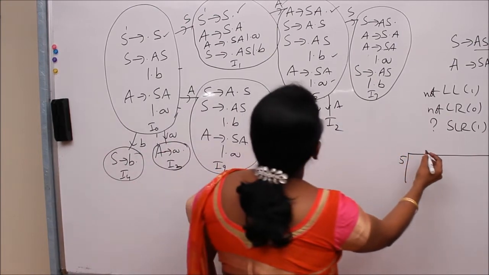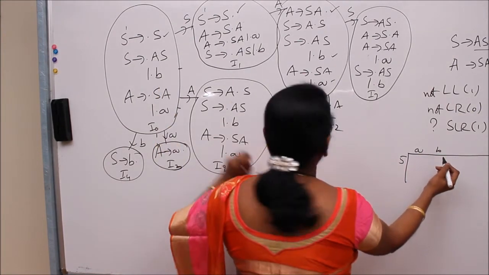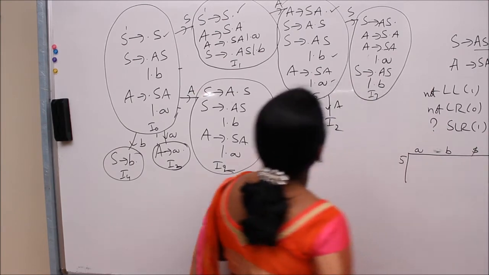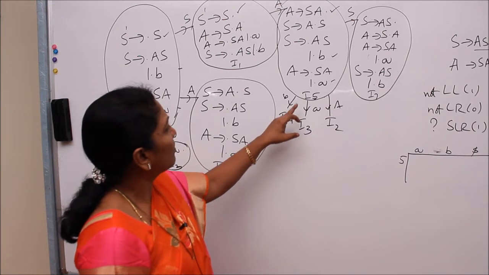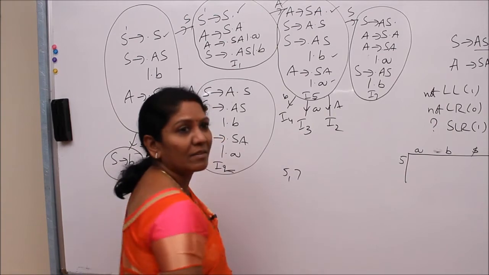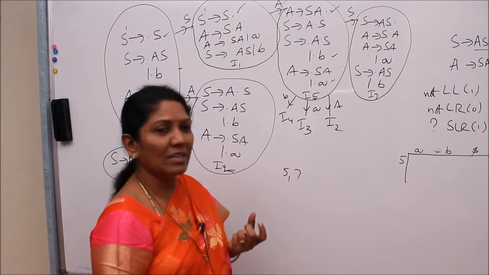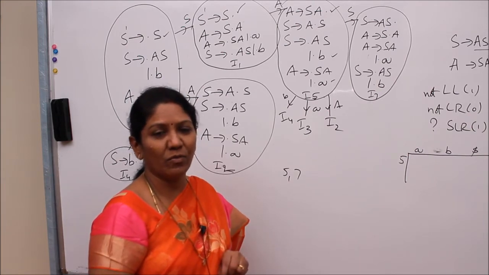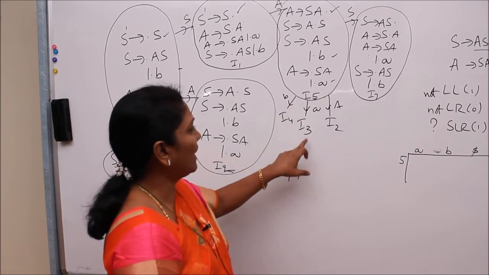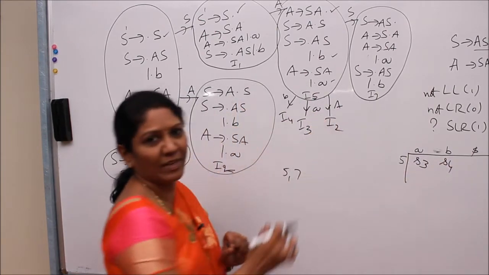So what are the possible transitions, what are the column symbols here? It's A, B as well as dollar. Now look at this. From the state I5, state 5 and state 7 have SR conflict. Let us see whether this can be resolved by SLR1. If SLR1 is not able to resolve even one conflict, we can say it is not SLR1. Let's construct for 5. So 5 on A is S3, 5 on B is S4. These are the possible shift actions.